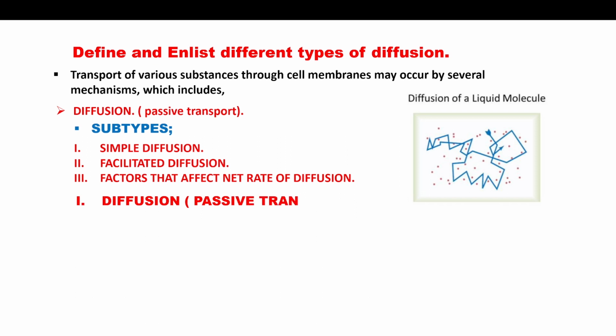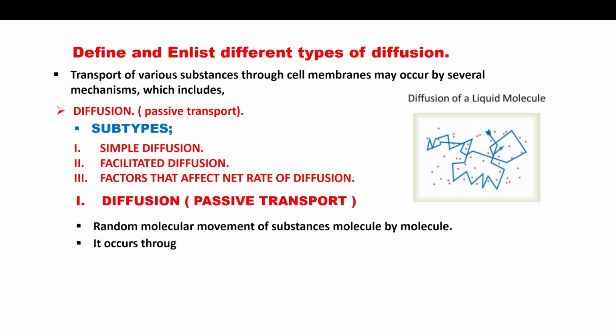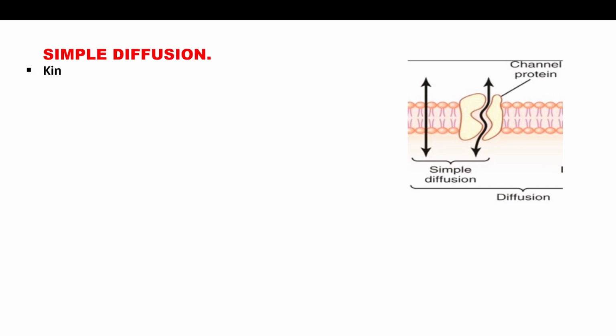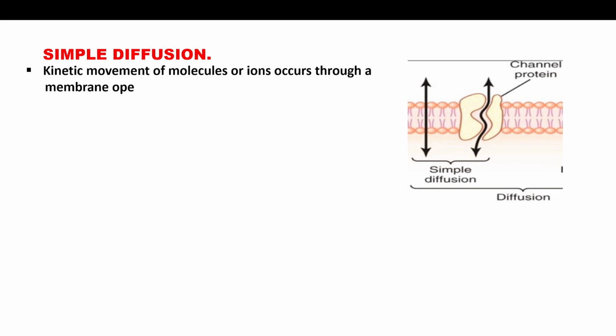Diffusion, passive transport: random molecular movement of substances, molecule by molecule. It occurs through intermolecular spaces in the membrane or in combination with a carrier protein. Diffusing energy is the normal kinetic motion of matter. Simple diffusion: kinetic movement of molecules or ions occurs through a membrane opening or through intermolecular spaces. It does not require a carrier protein.